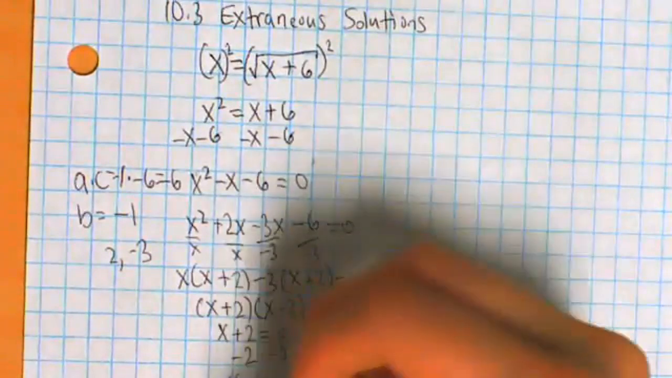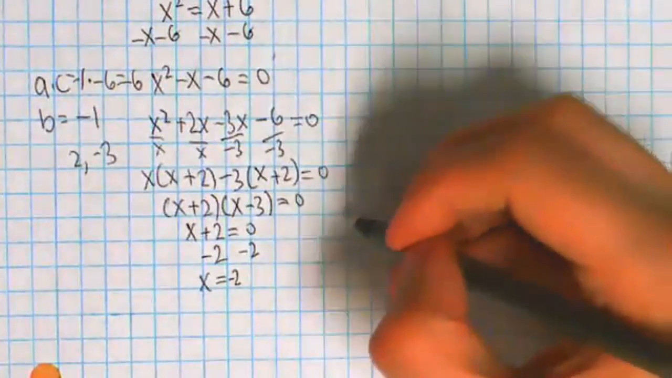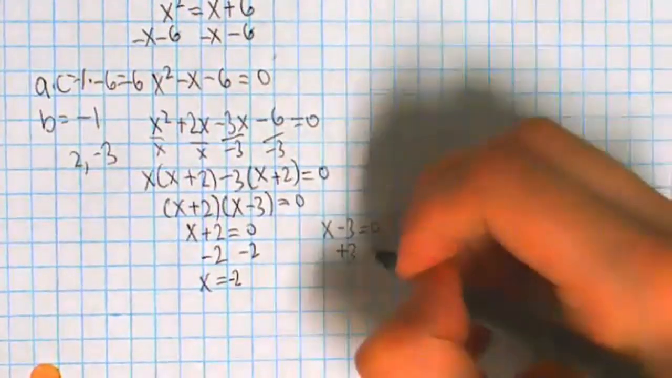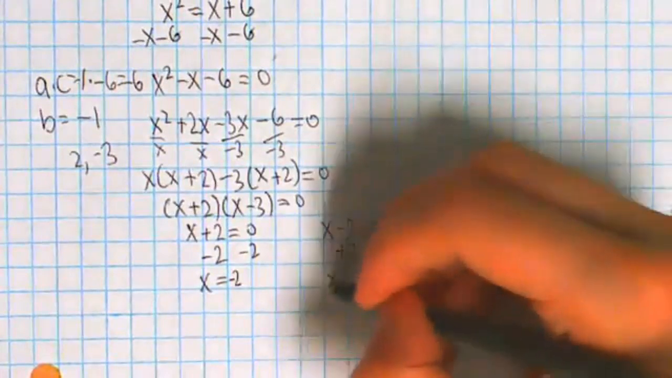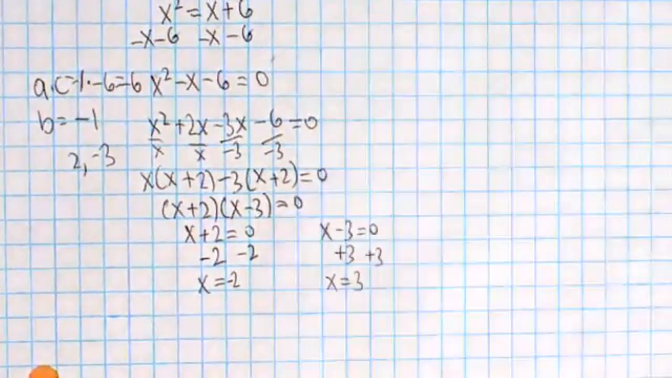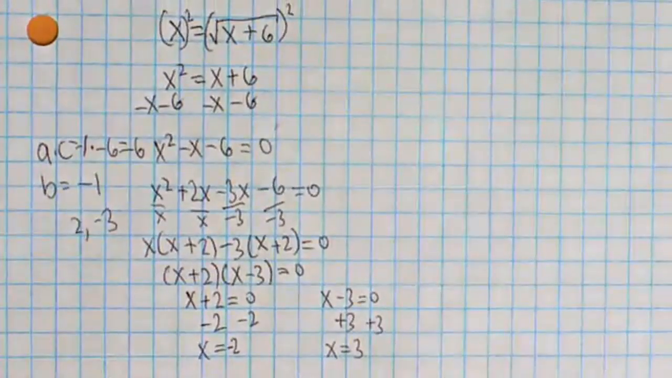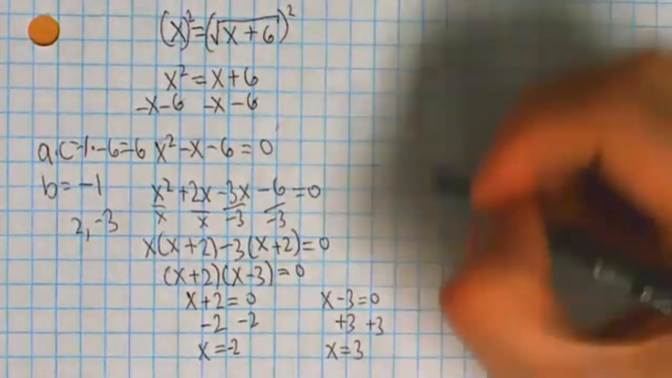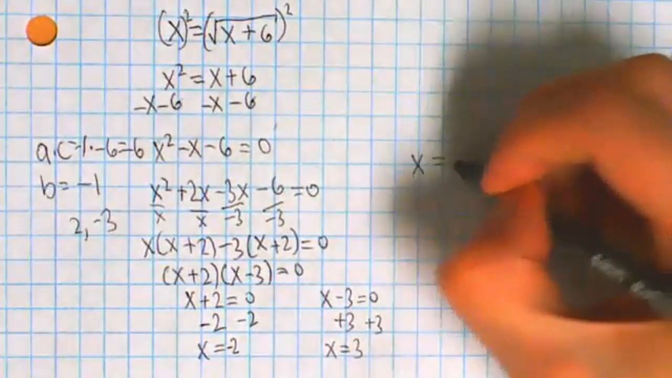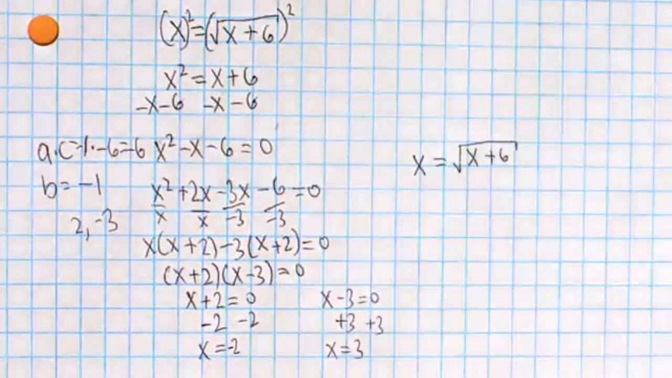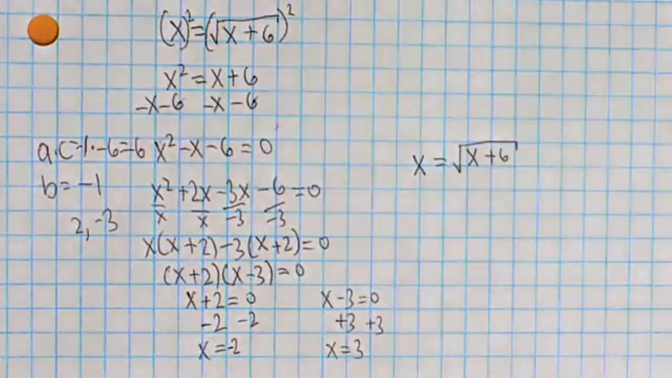So x equals negative 2. That's the first factor. And our second one, we add 3, and we end up with x is equal to 3. So we have these two solutions here at the end, x equals negative 2 and x equals 3. And as you recall, our original prompt was x is equal to the square root of x plus 6. At this point, we need to figure out which one of our two solutions is extraneous.